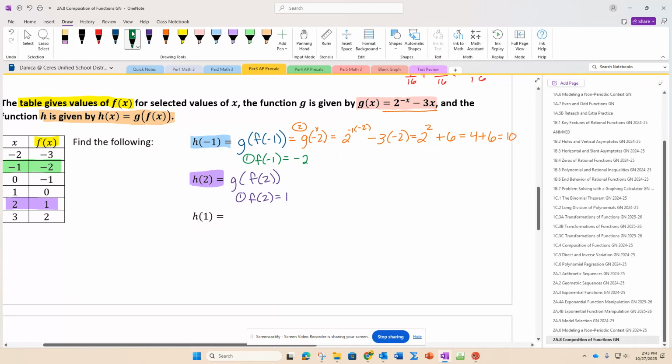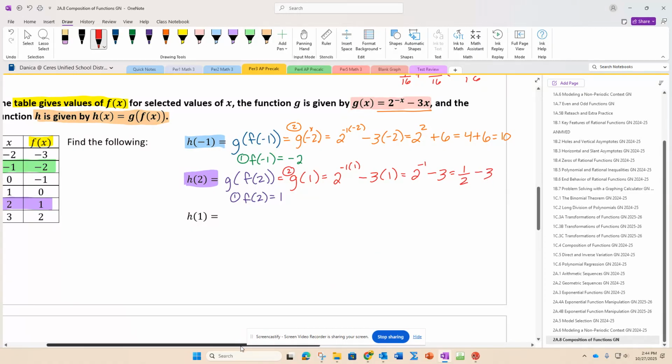Now that allows us to replace the f of 2 here with its output of 1. So this now becomes g of 1. And that is the second thing we do. So g of 1, using our g of x, we get 2 to the power of basically negative 1 times 1, but you might have just looked at that as negative 1, which is perfectly fine, minus 3 times 1. So now we have 2 to the negative first power, minus 3. 2 to the negative first power is 1/2. We have 1/2 minus 3.